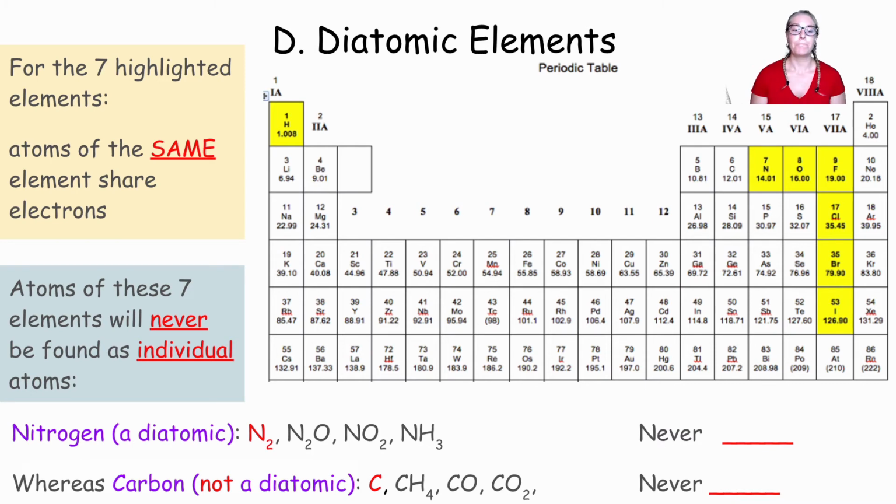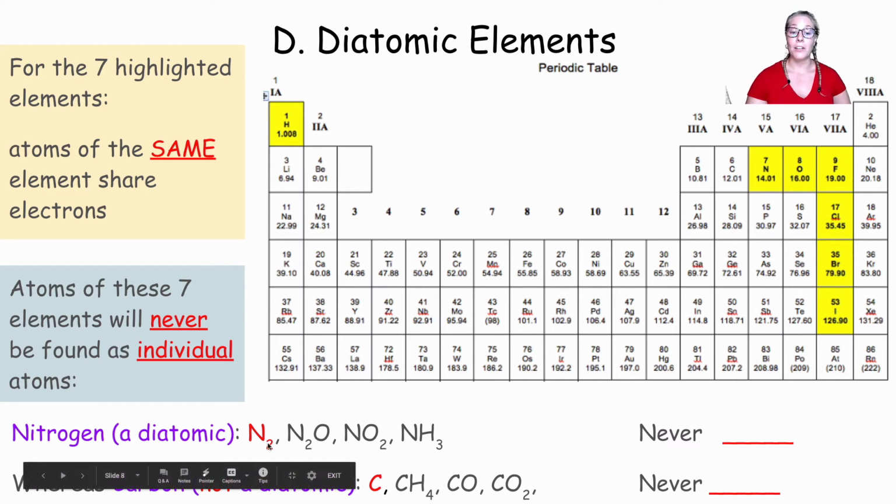For example, if we look at nitrogen, which you see here is atomic number 7, it is highlighted in yellow, which means it is a diatomic, and the atom will share electrons with another atom of the same element. It can be found as N2, right? That is 2 nitrogens sharing electrons. It could also share electrons with different elements, right? It could be N2O, it could be NO2, it could be NH3. It will never be found as N by itself.